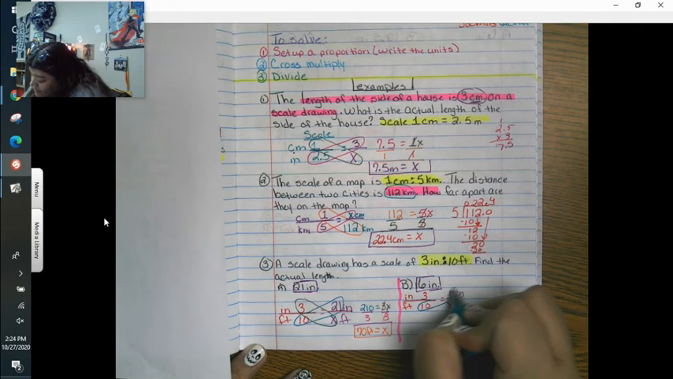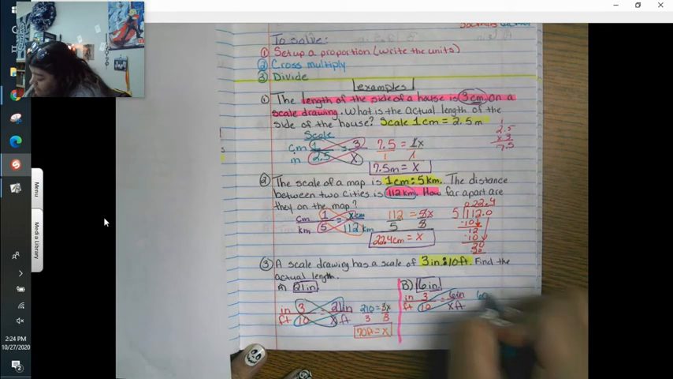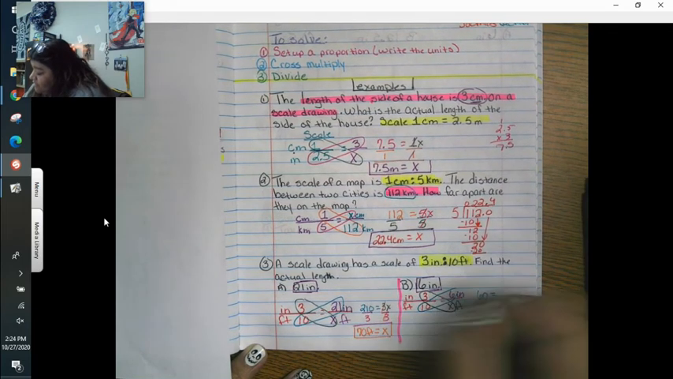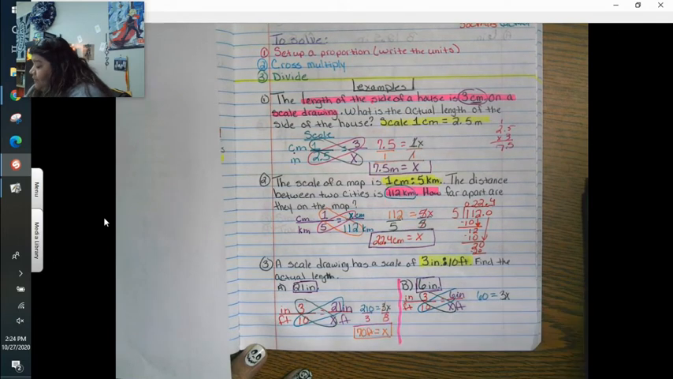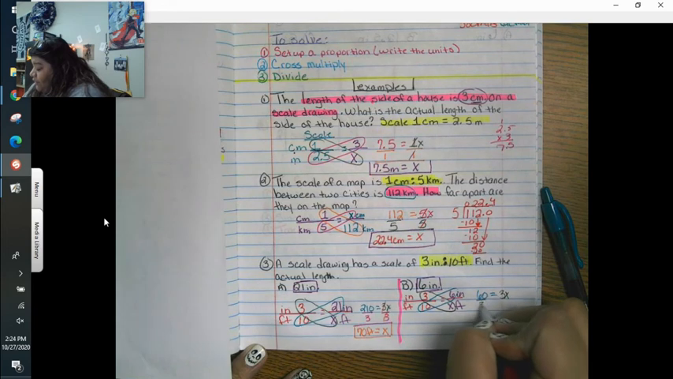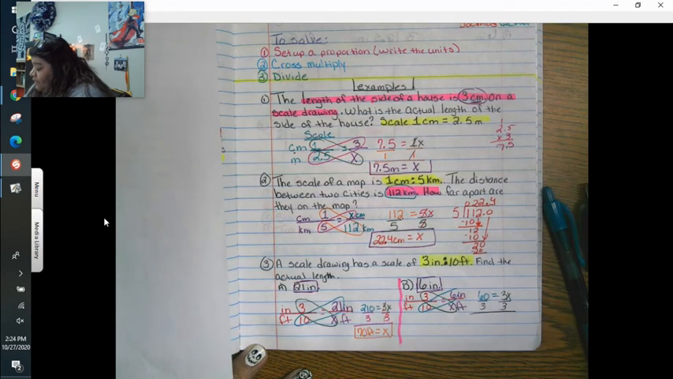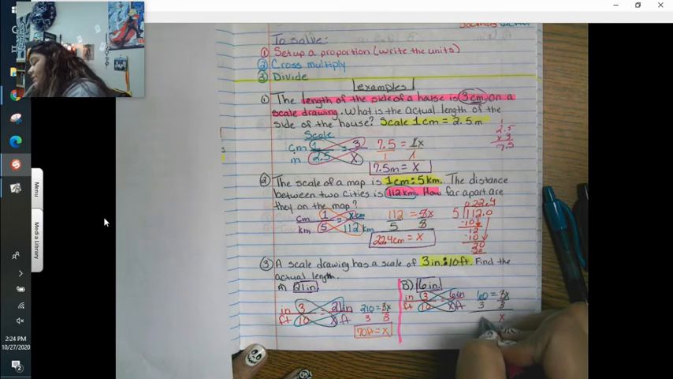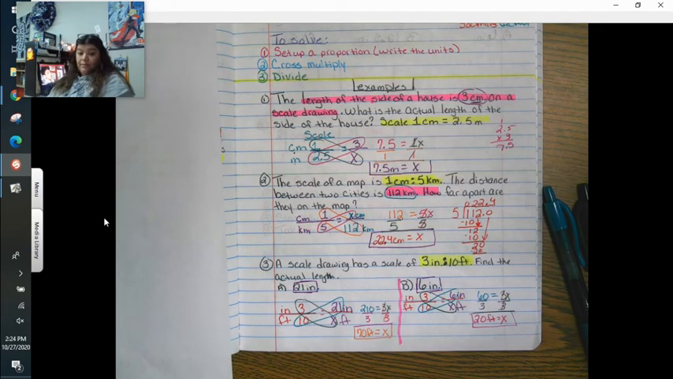So 10 times 6 is 60. And you go the opposite direction. 3 times x. Good. That shows me that I am dividing the 60 by 3. Cancel, cancel. 60 divided by 3. 3 goes into 6 twice and 0. And my answer is in feet. So 20 feet is what the actual length is going to be.